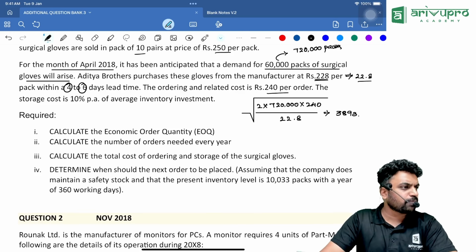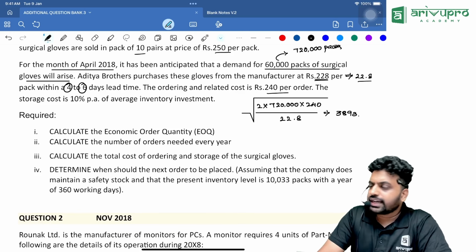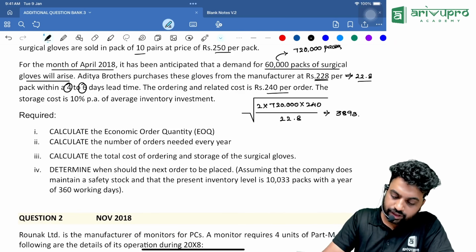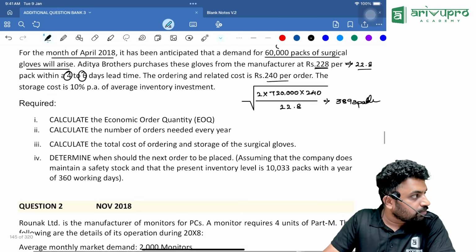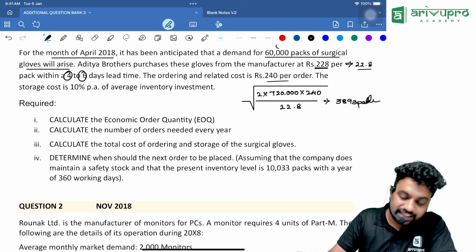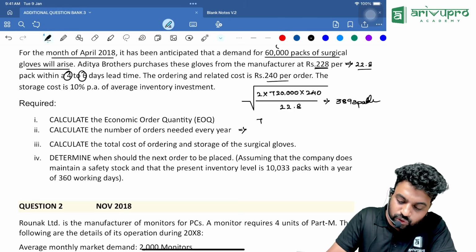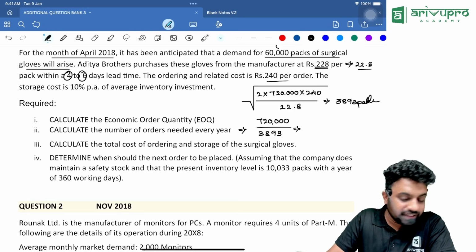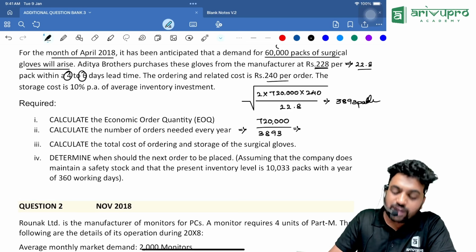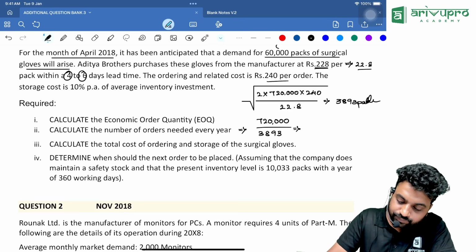3,893. Packs cannot be 0.3 and all. Correct? Okay. Now, this is our EOQ. Calculate the total number of orders to be placed in a year. Guys, we need to buy 7,20,000 gloves, whereas 3,893 gloves per pack, and 3,893 packs we are going to buy one time, which means how many times we should buy it?